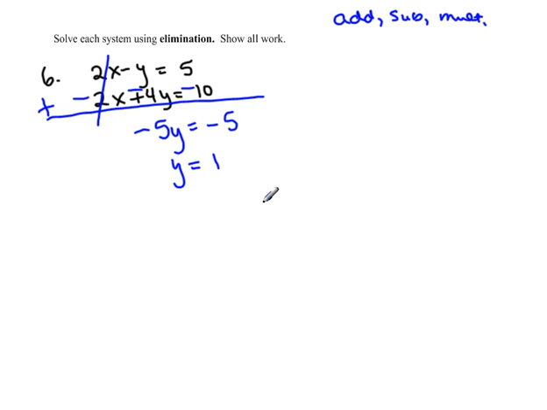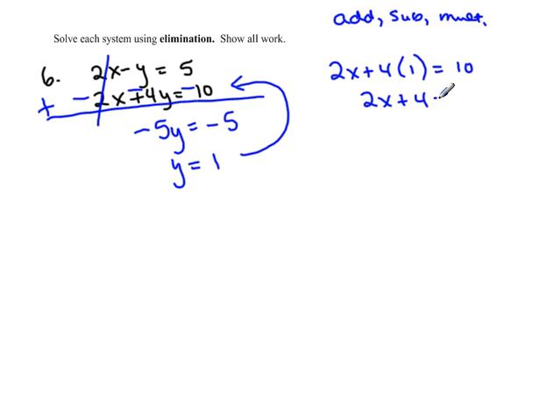I still need the x value, so plug into any of the equations. I'm going to plug into the bottom, original equation, so that's going to be 2x plus 4 times 1 equals 10. 2x plus 4 equals 10. Subtract 4, you get 2x equals 6. Divide, and the x value is 3.